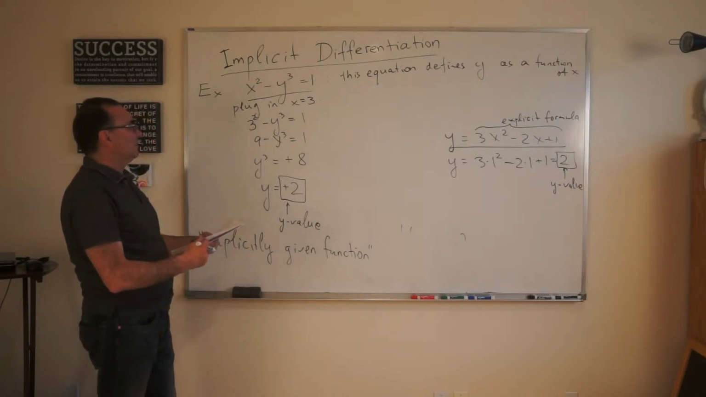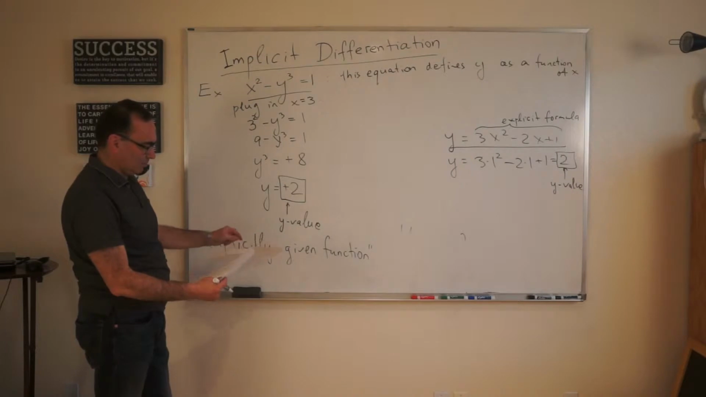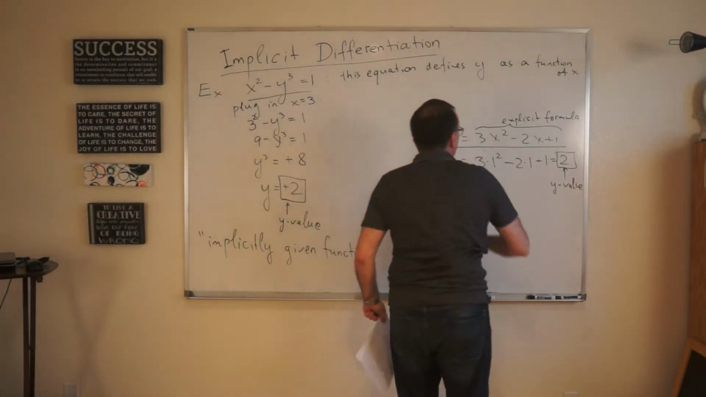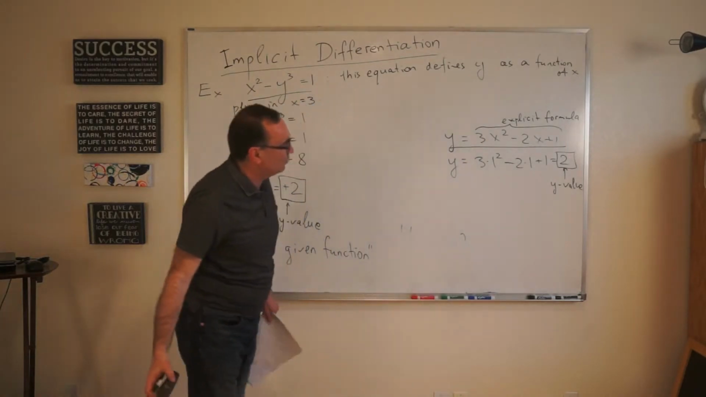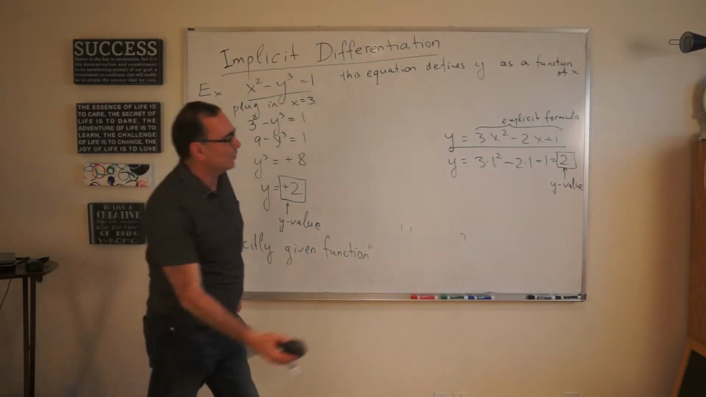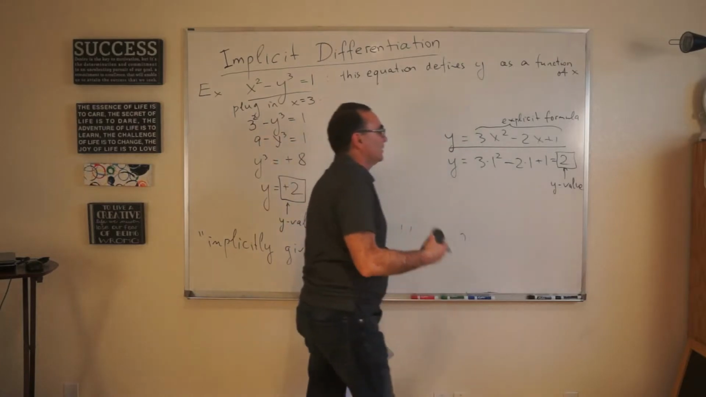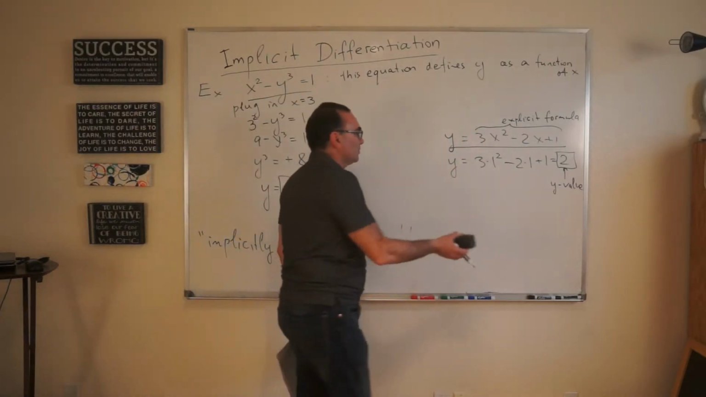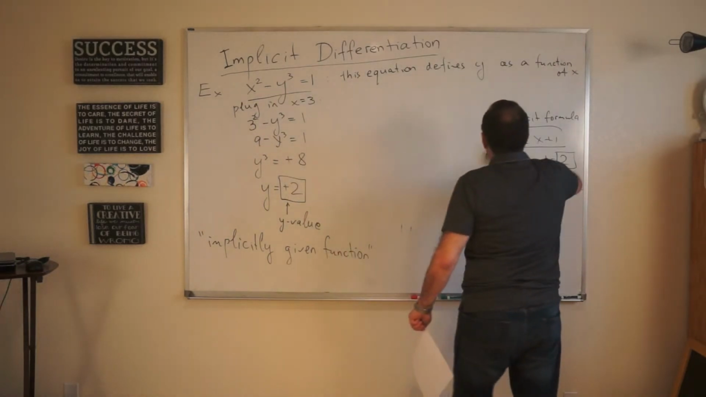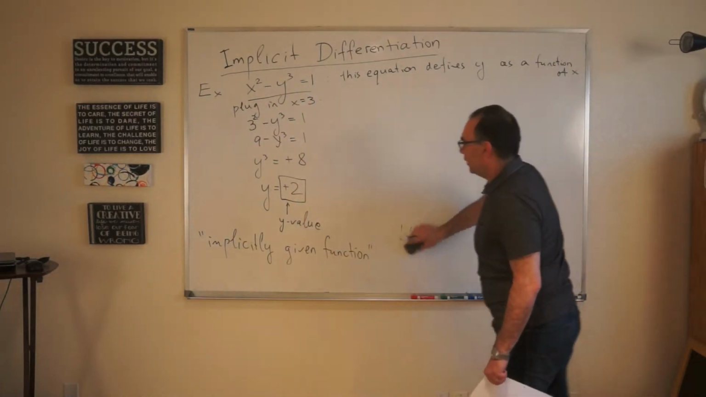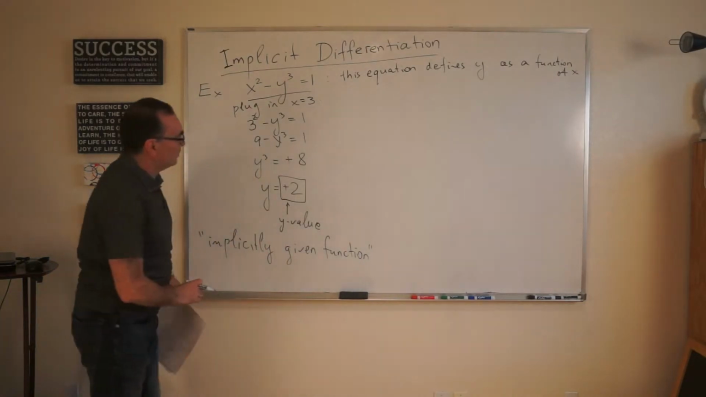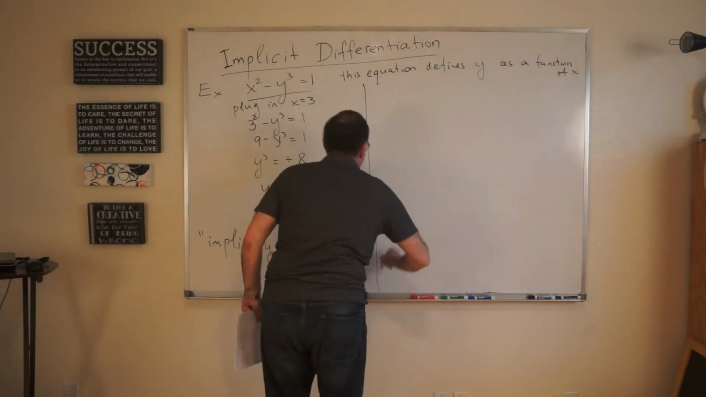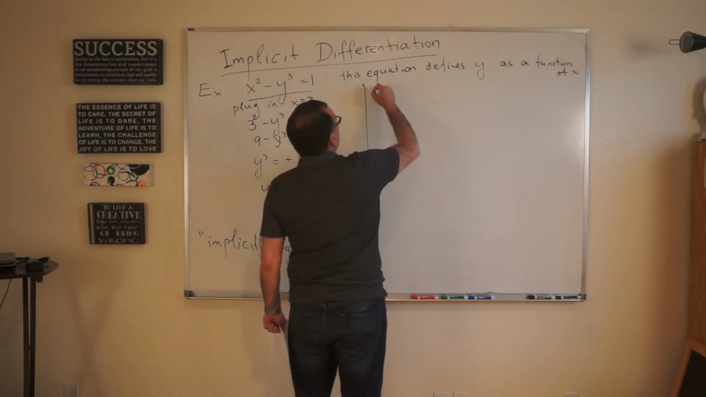Now, how to calculate the derivative of such a function? If a function is given with an explicit formula, then we know all kinds of rules to calculate the derivative, such as the power rule, or for more complicated formulas we will use the product rule, quotient rule, chain rule. But if we go back to a function like this, how can we calculate the derivative? So here's the question: find the derivative.